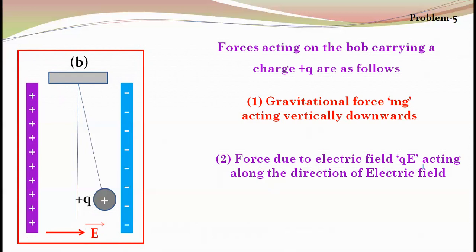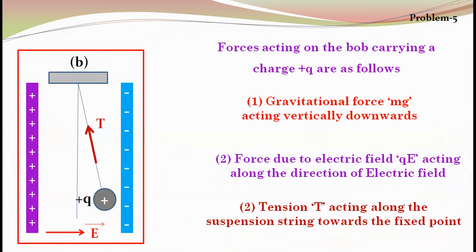Force due to electric field, QE, acting along the direction of electric field. Now, why is it along the direction of electric field? If you look at the bob, it is carrying positive charge. You know, the force due to electric field on the positive charge will always act along the direction of electric field. Here the electric field is from left to right. The electric field force on the bob will also be from left to right. Okay. And number 3, tension T acting along the suspension string towards the fixed point.